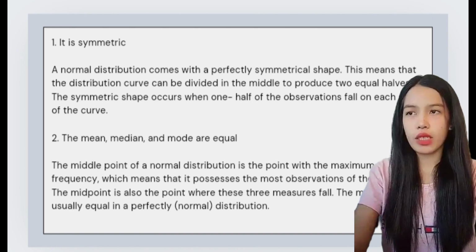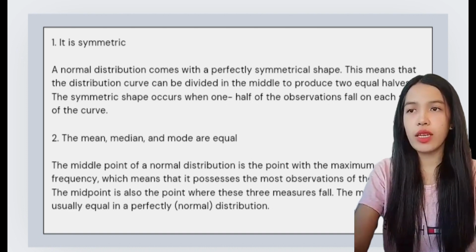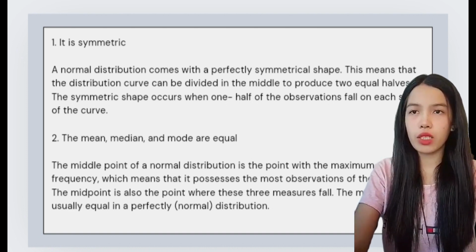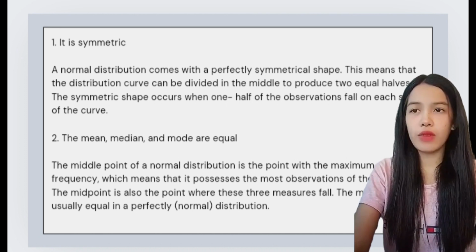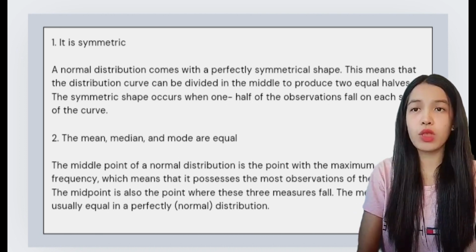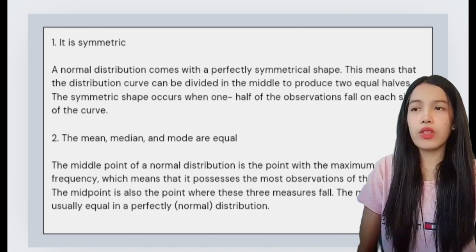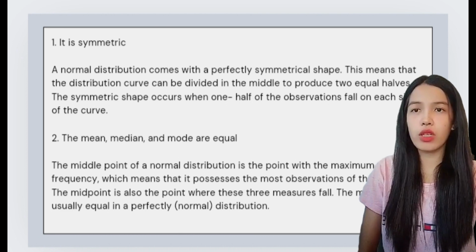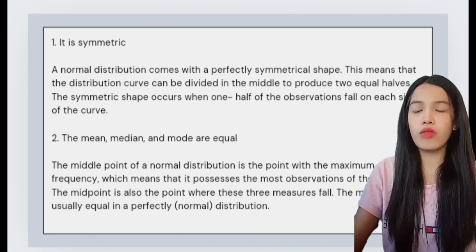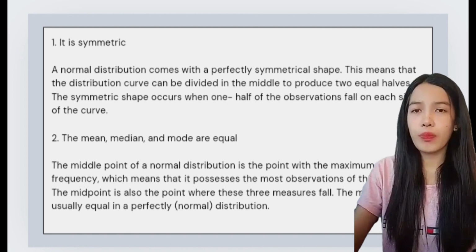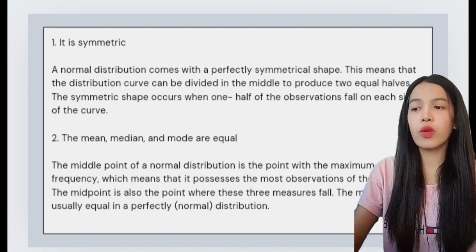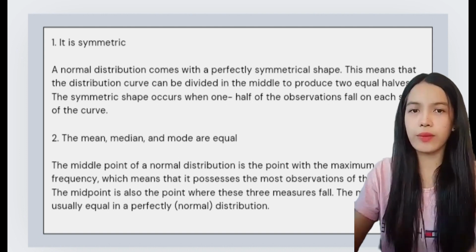It is symmetric. A normal distribution comes with a perfectly symmetrical shape. This means that the distribution curve can be divided in the middle to produce two equal halves. The symmetric shape occurs when one half of the observations falls on each side of the curve. This symmetry indicates that the probabilities of observing values to the left or right of the mean are equal.